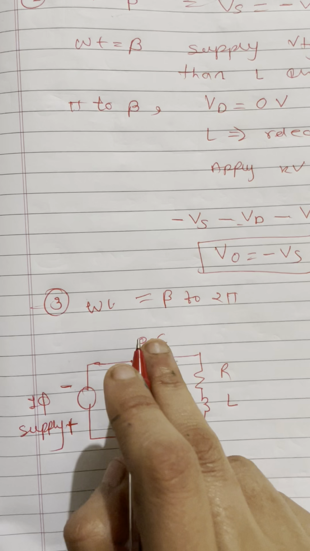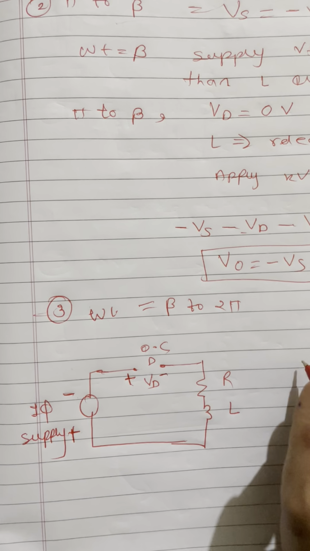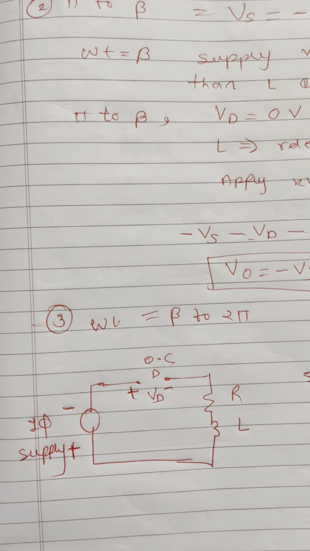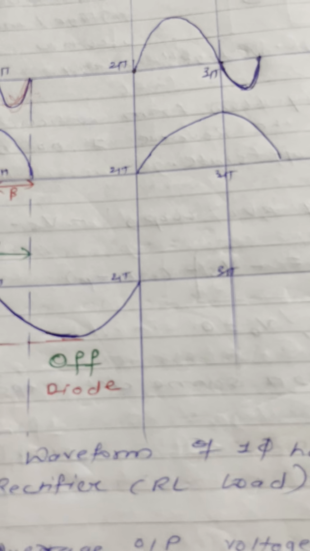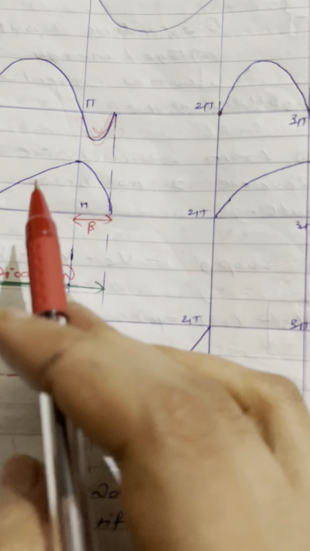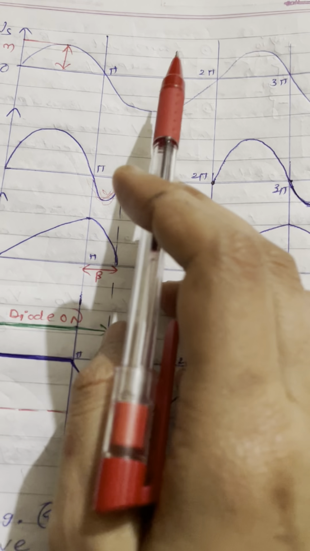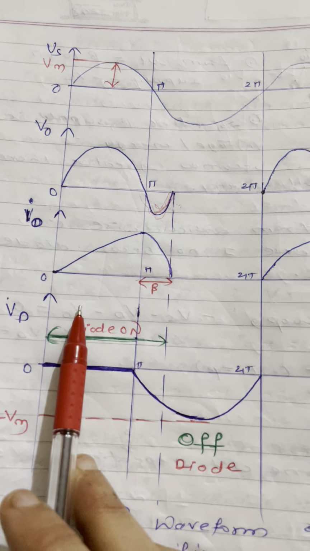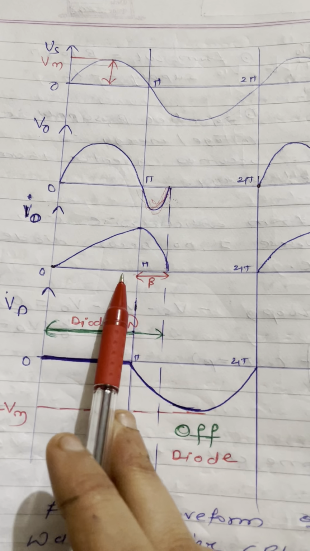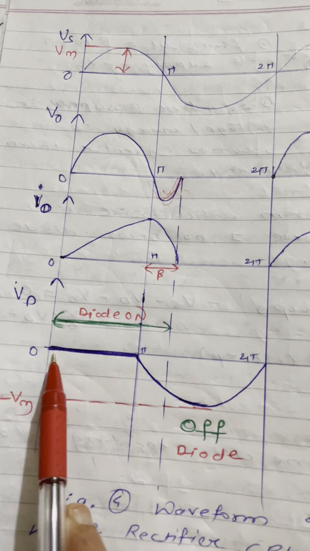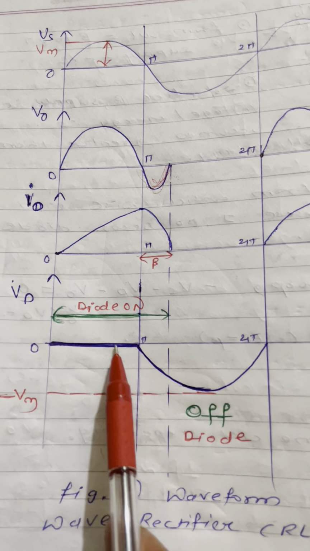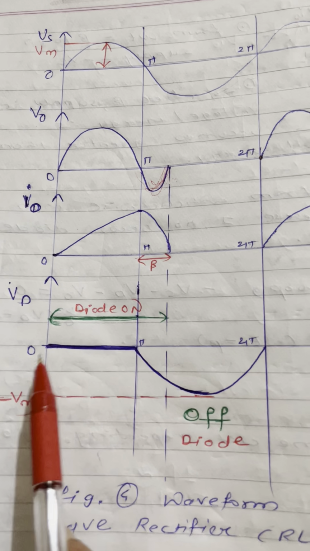From omega t is equal to beta to 2 pi, the supply voltage will be negative. See in this waveform, from beta to 2 pi, the supply voltage is negative. And from 0 to pi and pi to beta, the diode will be in the on condition. Okay, this is the first case.